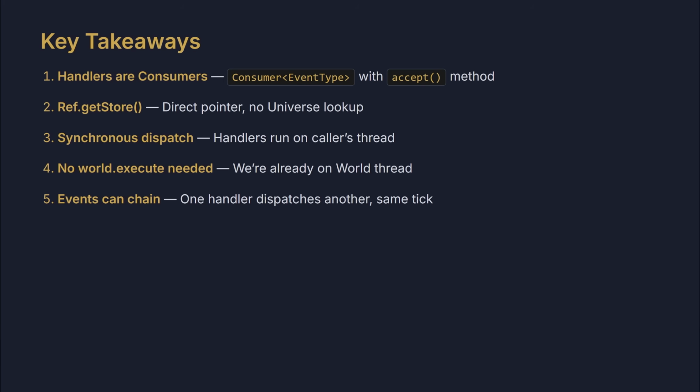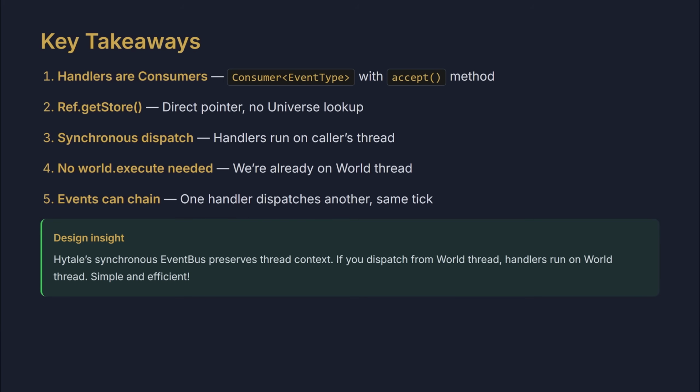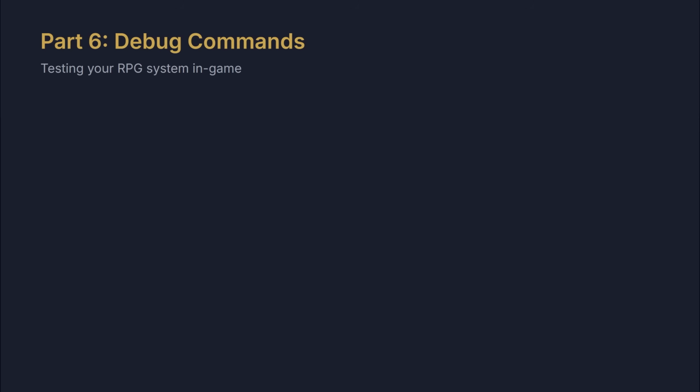That's not good. But for example, the design inside here would be that Hytale's synchronous event bus preserves thread context. If you dispatch from world thread, handlers run on world thread. It's simple and efficient. At last, part 6, debug commands.